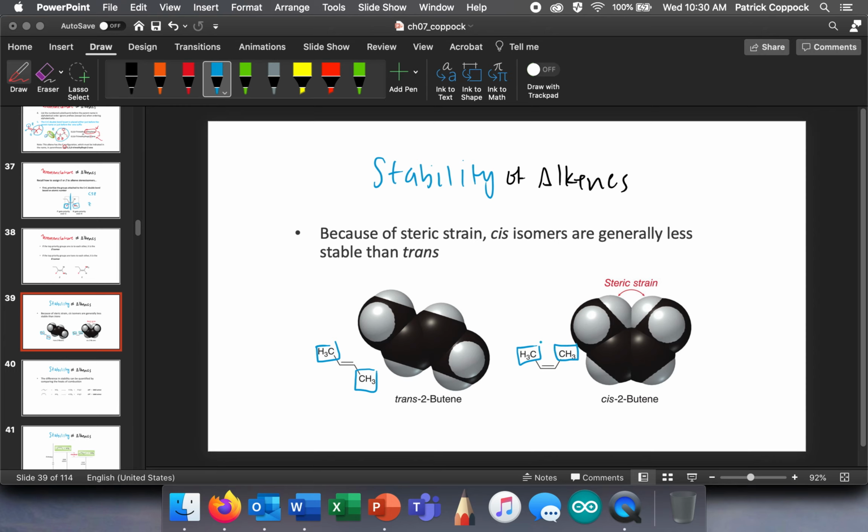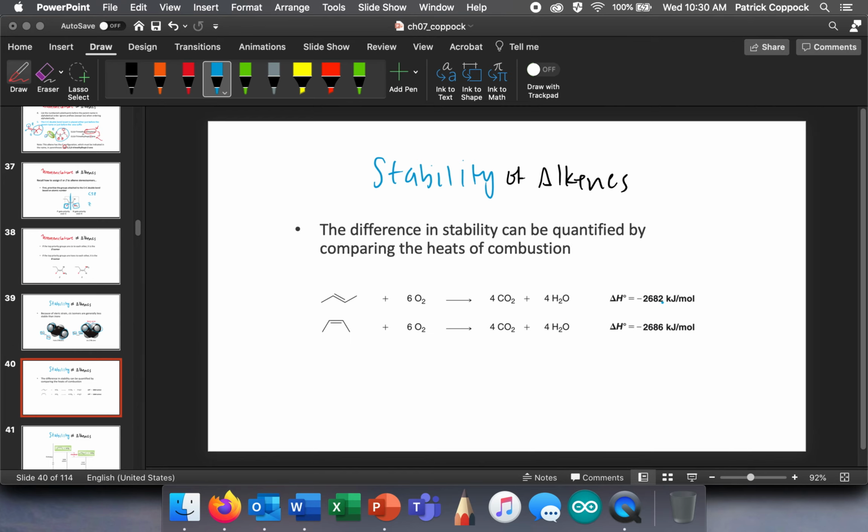And the reason why is because of steric hindrance. Can you see the steric strain here? Here's a big methyl group and a big methyl group over here. Well, if the methyl groups are opposite of each other, then they're not banging into each other's heads, right? So steric strain is the reason why trans 2-butene is going to be more stable than cis 2-butene. We can quantify that by burning them, right?